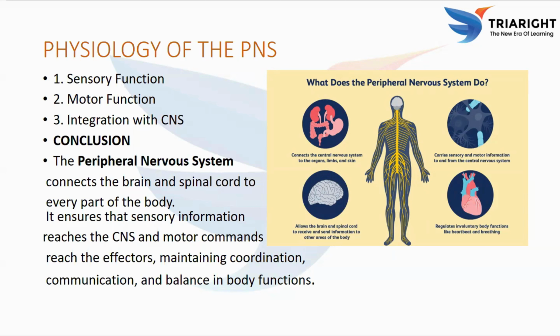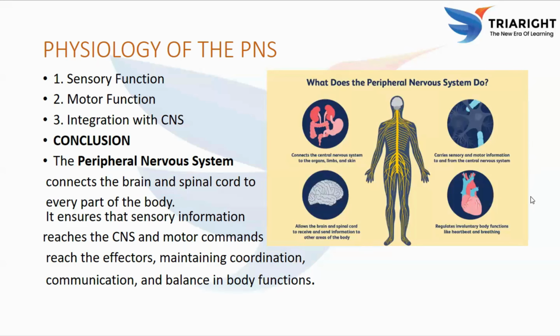So the third function is integration with the CNS. What is the integration? The peripheral nervous system and the central nervous system both work together to maintain body function. The central nervous system processes the information, and the peripheral nervous system acts upon it. This helps to maintain coordination, communication and body balance.